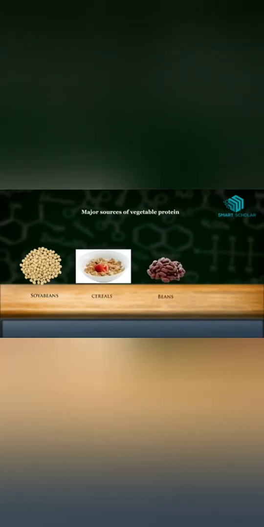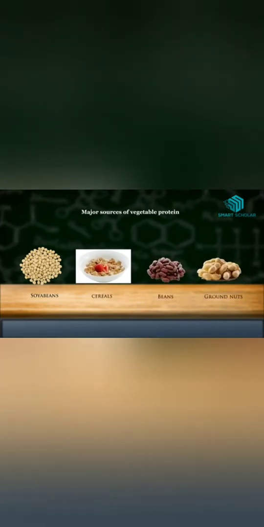What are the major sources of protein? The major sources of vegetable protein are soya bean, cereals, beans, and groundnuts. Major sources of animal protein are egg, fish, meat, and milk.